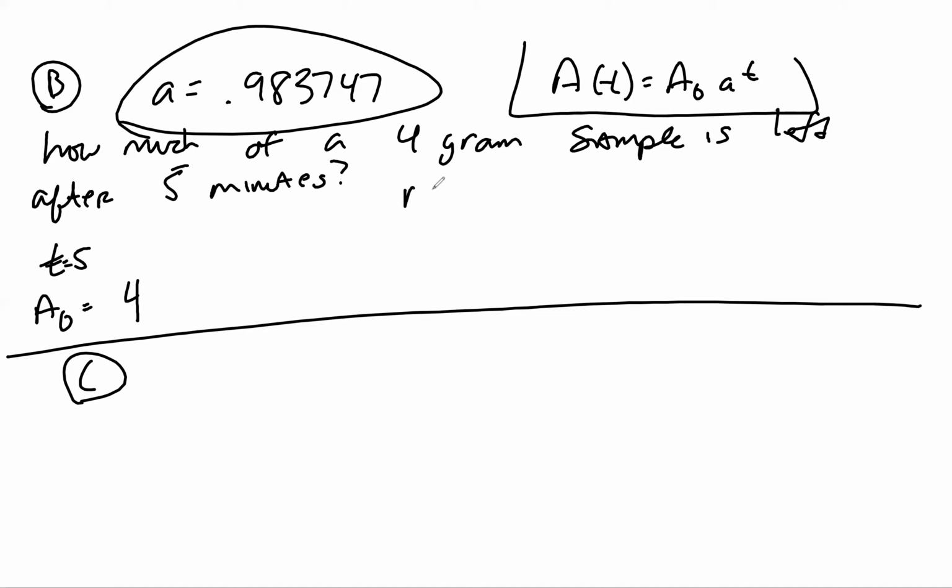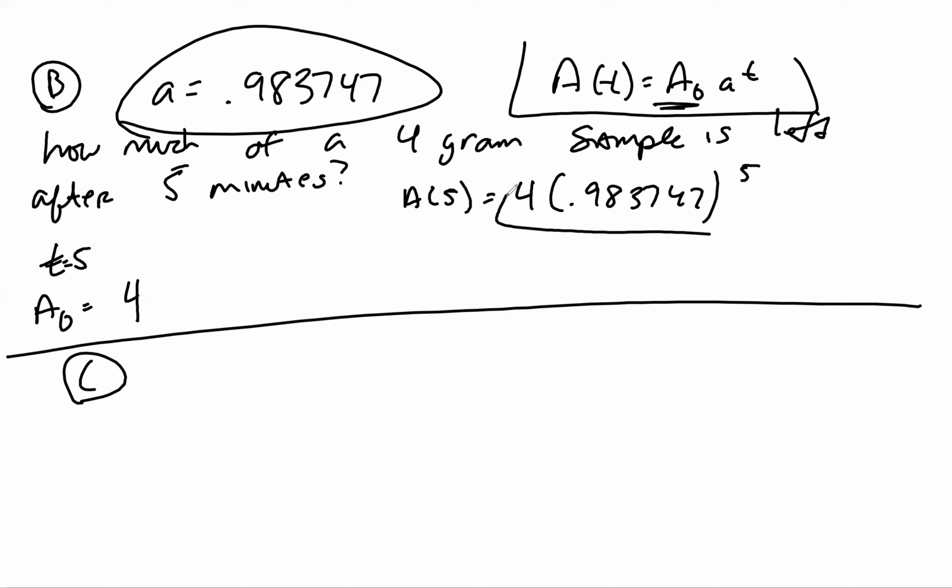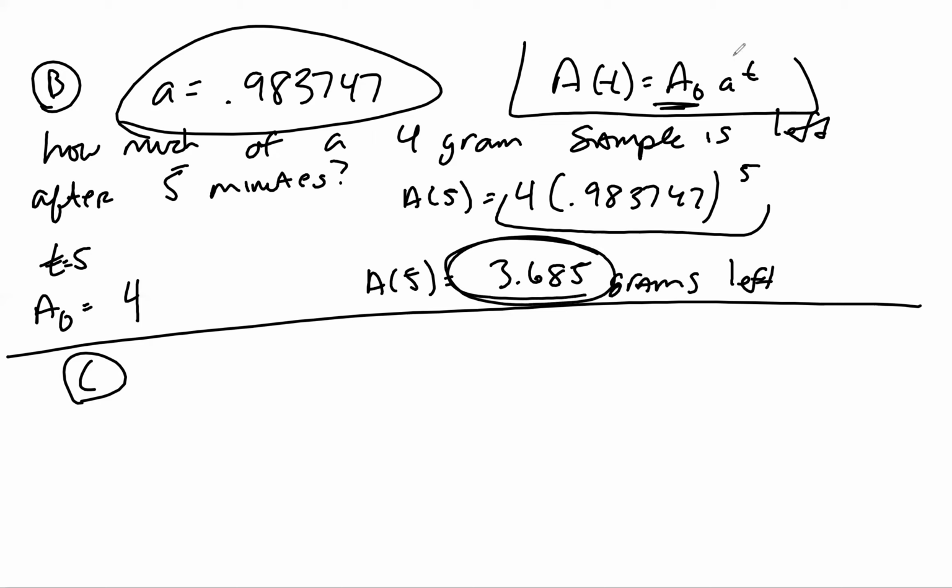So we're going to say, all right, A sub 5 equals the A sub 0, which in this case is 4, times the A value that we calculated in the last step, raised to the number 5. And this is what I type in. And when I do that, I'm going to get that A of 5 equals 3.685. And what are we talking about? We're talking about grams left. But this is the number that I'm concerned with. This is the number that I'm going to type into HAWX. And again, it will tell you how many decimal points to round it to, so please make sure that you read.